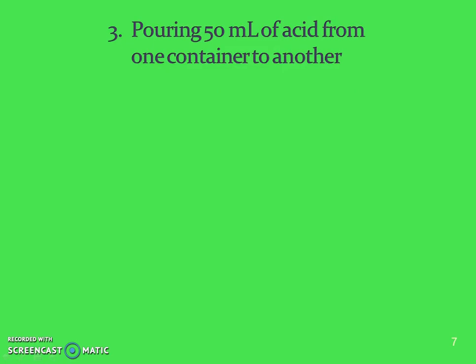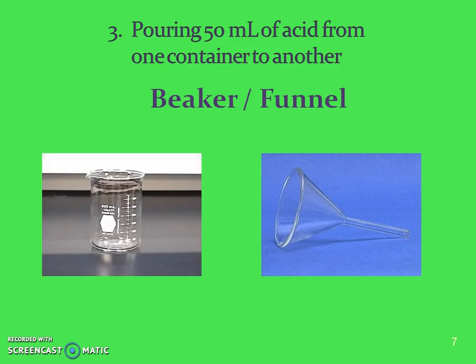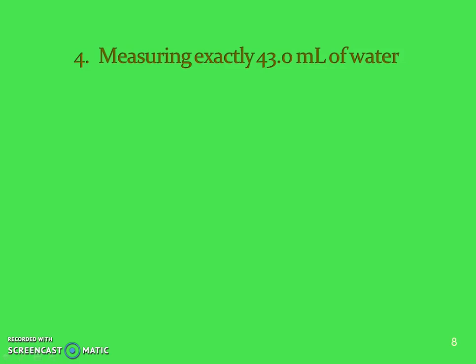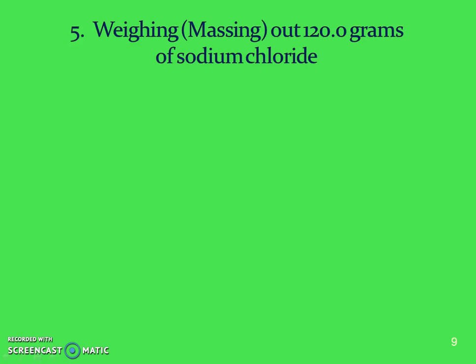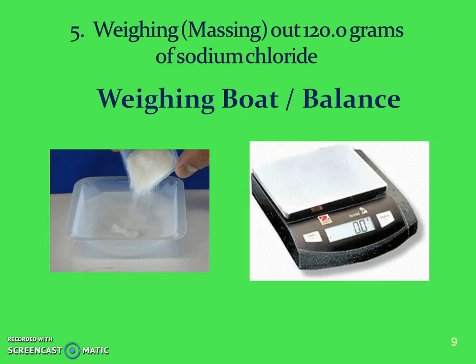If we're pouring 50 milliliters of acid from a container to another, you might be using a beaker, definitely a beaker maybe because of the lip on the end, that pouring spout there, and of course a funnel. If we're measuring exactly 43.0 milliliters of water, the only thing you can use is a graduated cylinder. When you're measuring an amount of volume that you need an exact amount, you need to use the graduated cylinder. If you're massing out 120.0 grams of something solid, you would definitely use the balance.